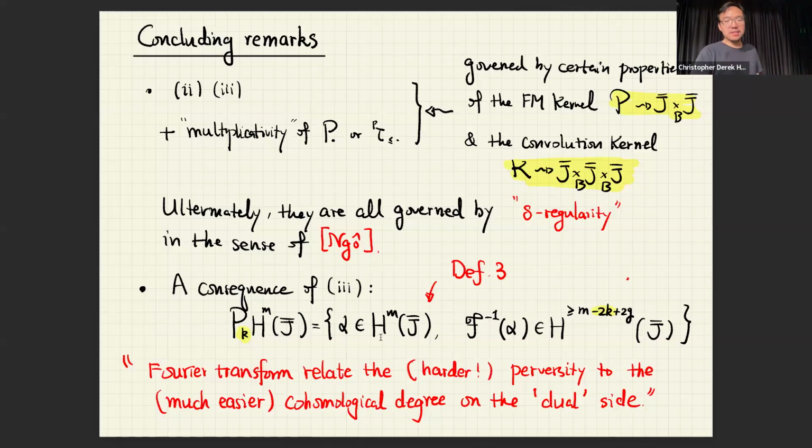In other words, the Fourier-Mukai transform in this story can trade the much harder perversity for something much easier on the dual side, which is the cohomological degree. So you trade information from one side to its dual. I want to conclude the lectures with the third definition of the perverse filtration, and this is actually the one we use to verify all the properties.